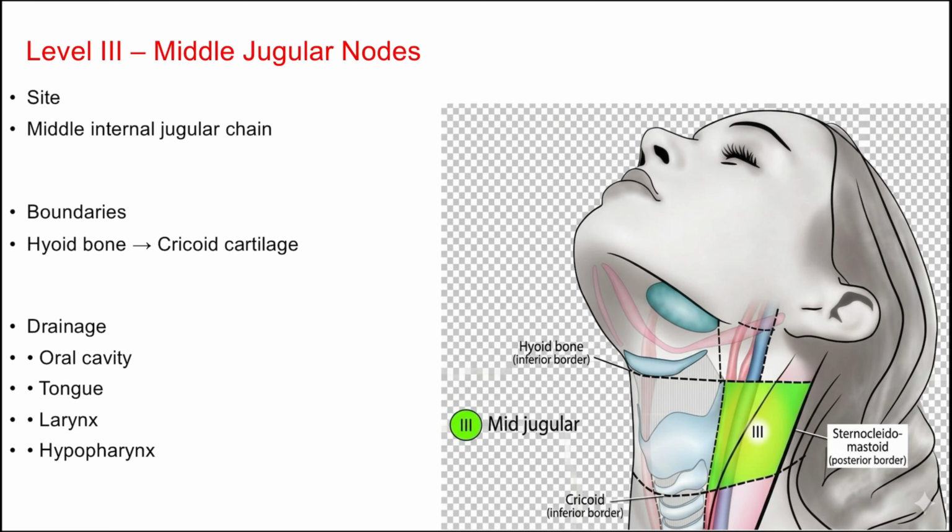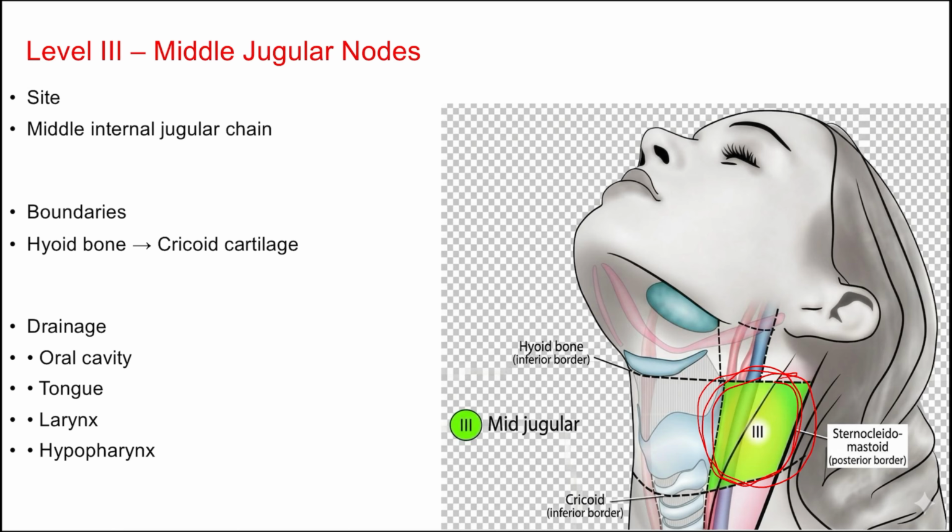Now, level 3 lymph nodes. Level 3 lymph nodes are called the middle jugular nodes. This green area is showing level 3 lymph nodes. They lie along the middle segment of the internal jugular vein between the hyoid bone above and the cricoid cartilage below.